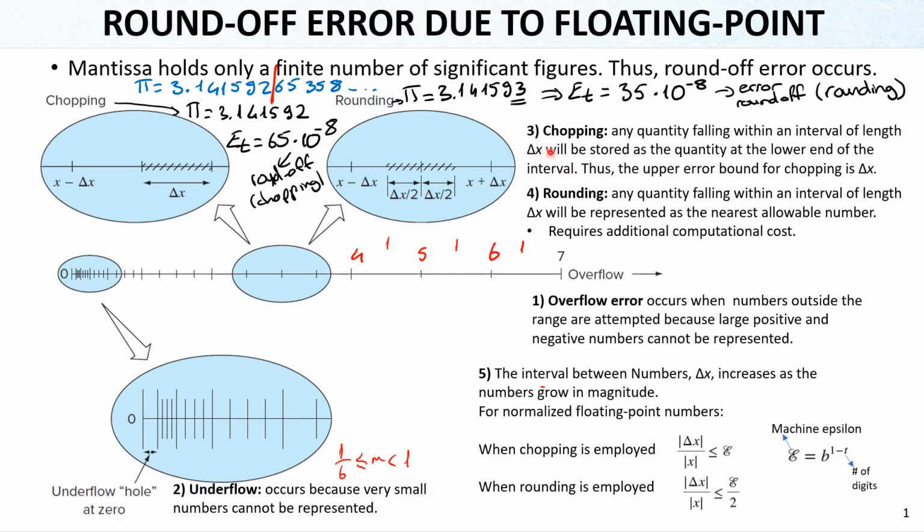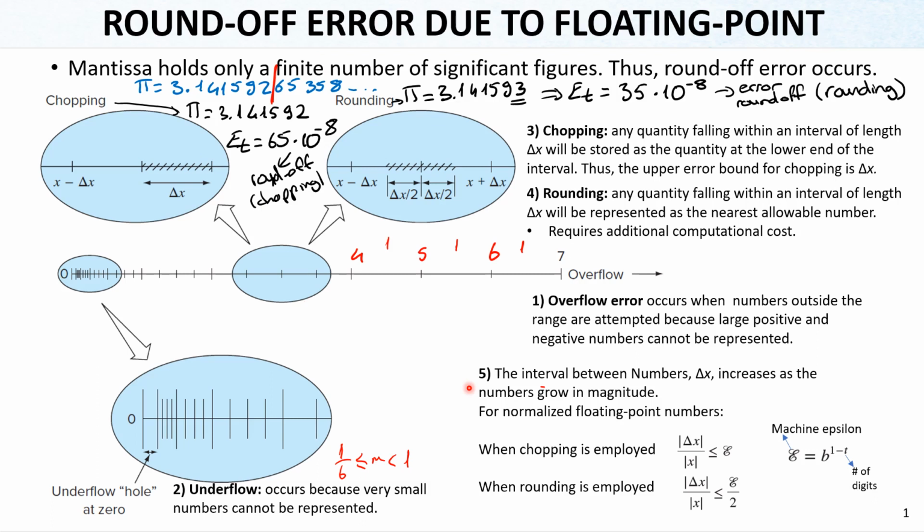So that's why we can represent this in two separate errors. And as we said, rounding requires additional computational cost. It is the same for any other numbers as well. This was just an example, but these are valid for other numbers too.